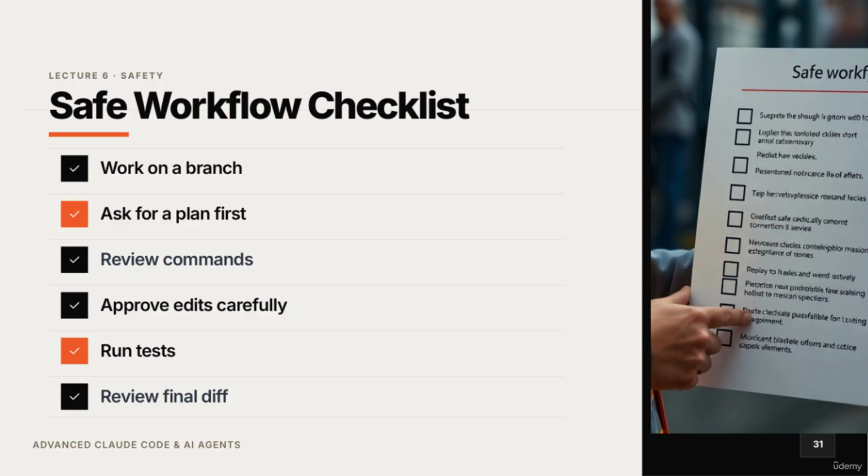After making edits, approve them thoughtfully. Don't rush through this step. It's critical to catch potential issues early. Running tests is another key step. Thorough testing validates that your changes work as intended without introducing new problems. Finally, review the final diff, or the difference between versions, to confirm all changes are accurate and nothing important was overlooked. Following this checklist helps maintain a safe and efficient workflow in advanced Claude code and AI agent development.